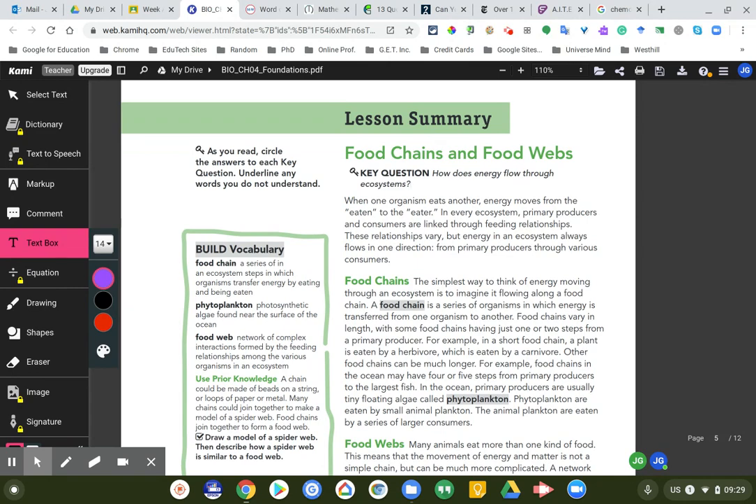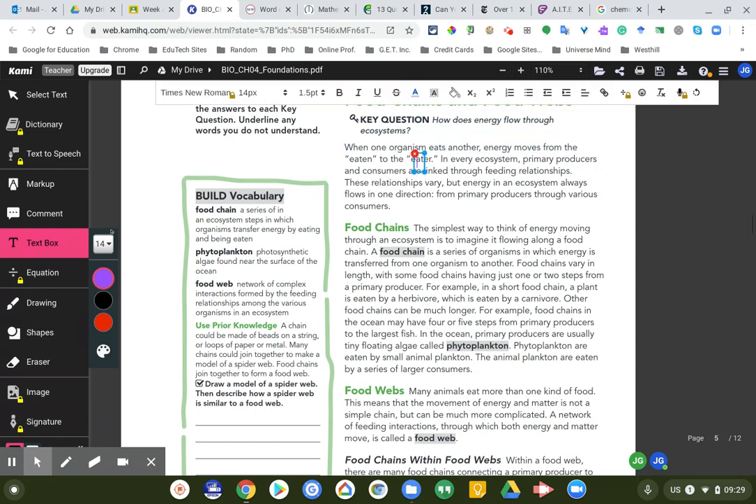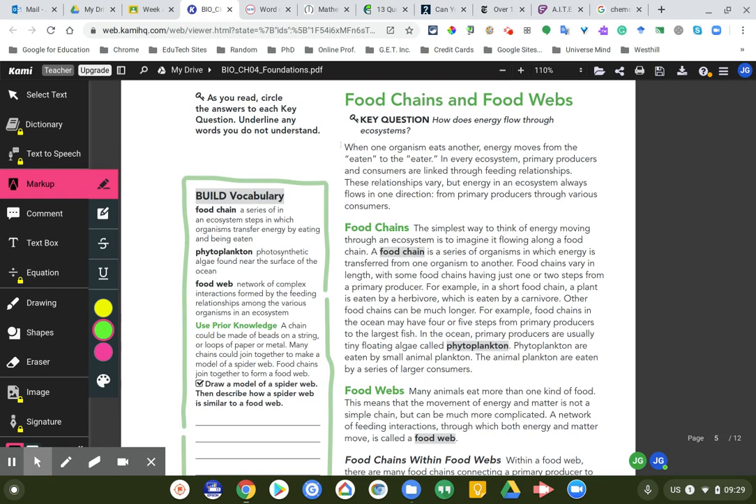So here we go. Food chains and food webs. When one organism eats another, energy moves from the eaten to the eater. Okay. And in every ecosystem, primary producers and consumers are linked through feeding relationships. I like this, feeding relationships. I like to have feeding relationships with my food. These relationships vary, but energy in an ecosystem always flows in one direction. So that's important. From primary producers through various consumers. Okay, primary producers, once again, are autotrophs, right?